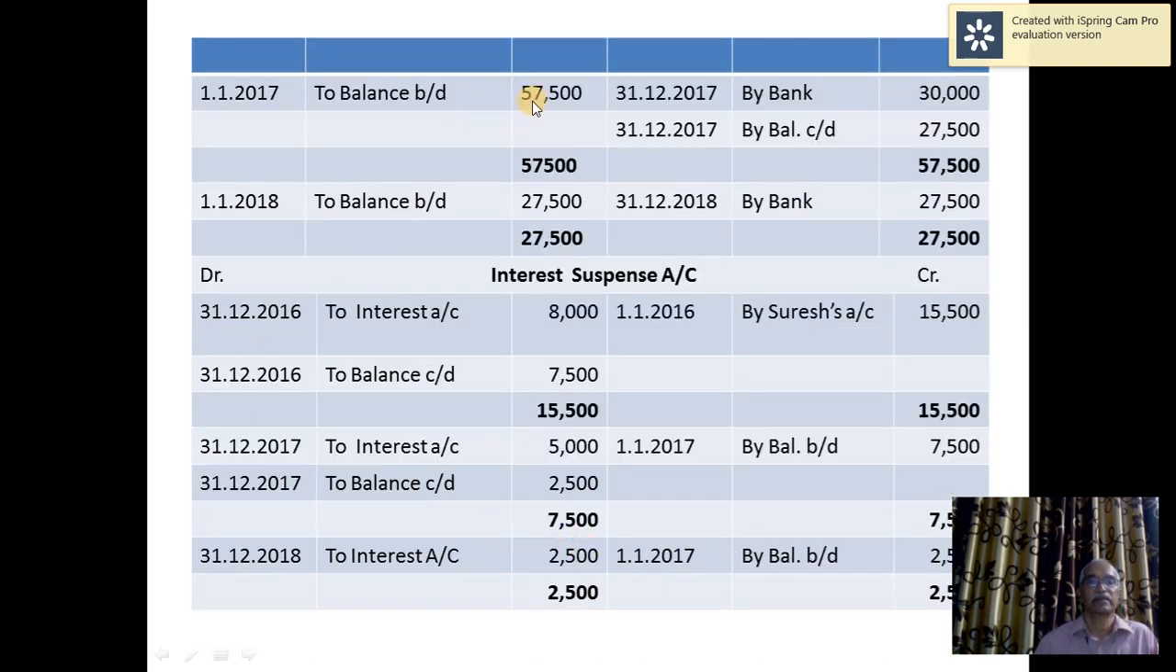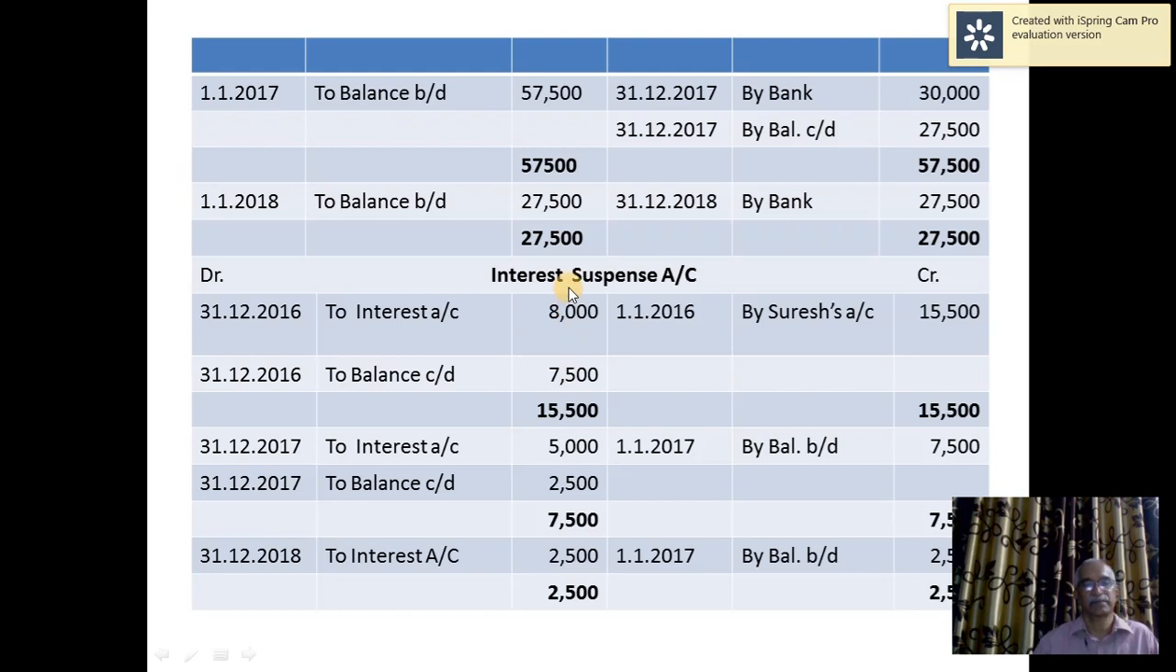Second year, the balance is at the beginning 57,500. Of that, you receive the second installment 30,000. So balance is 27,500. 27,500 is the beginning balance of third year and the last year, and you are receiving the third year installment. By that, Suresh account is closed. There is absolutely no balance here. His account is being settled.